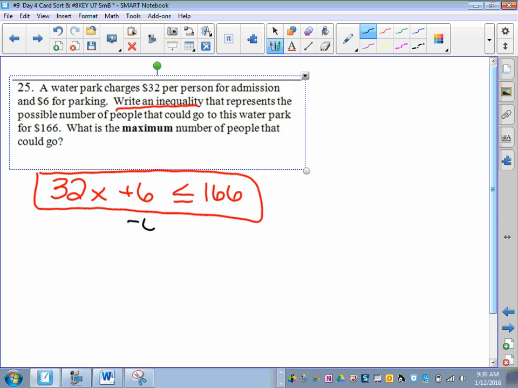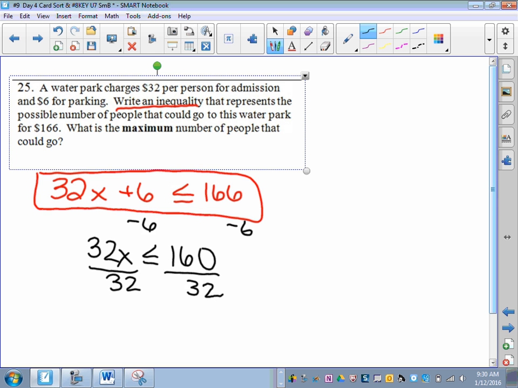Subtract 6 from both sides. 32x is less than or equal to 160, and then you divide by 32. Very good. That's 160 divided by 32. You know you have 5. Very good, 5.